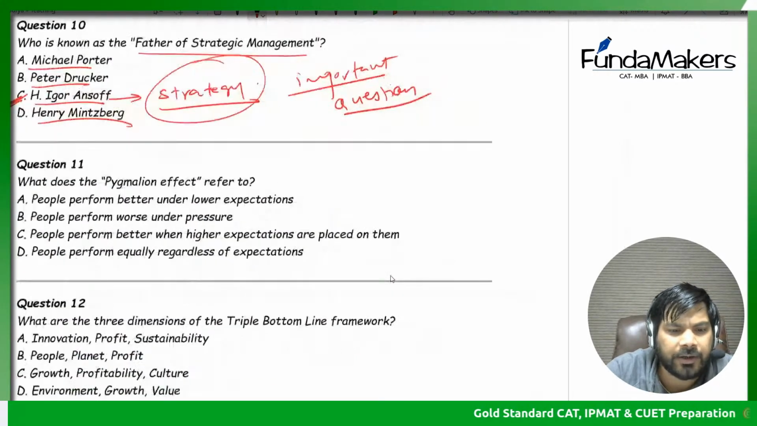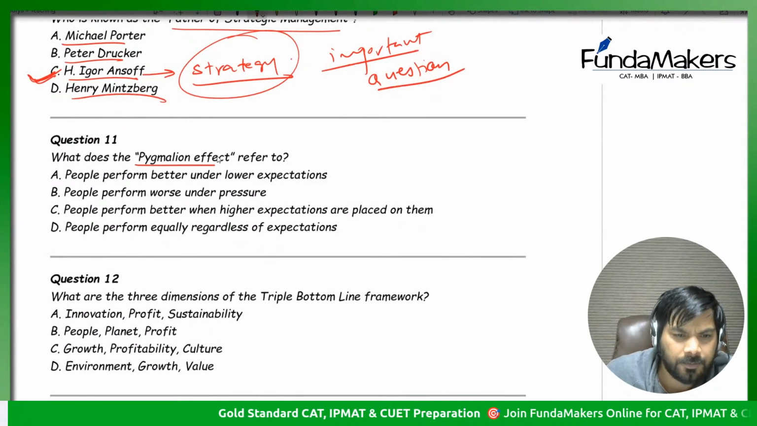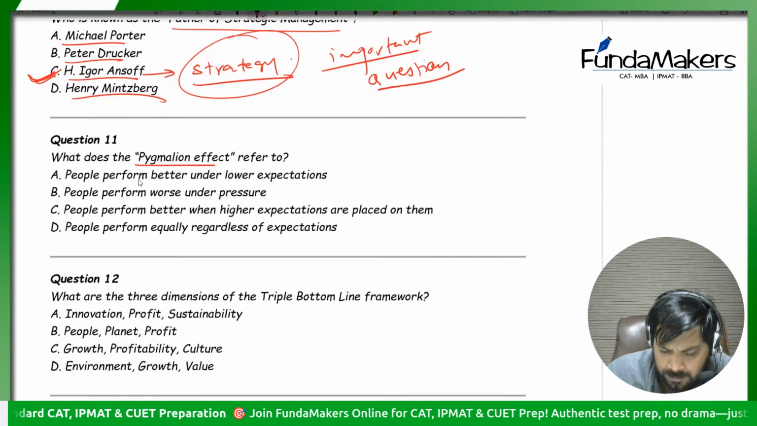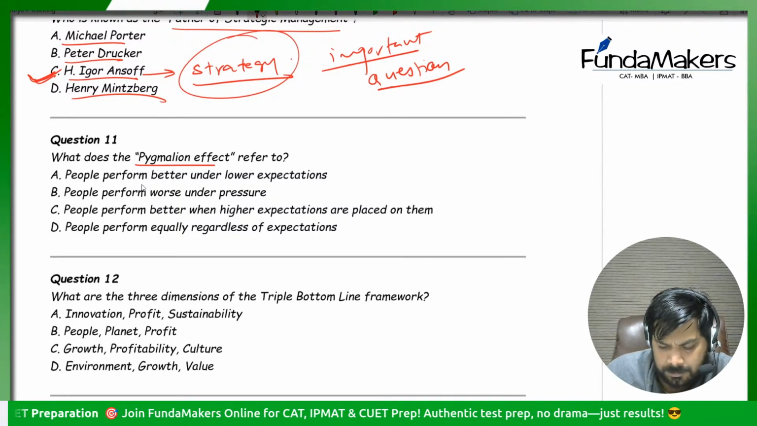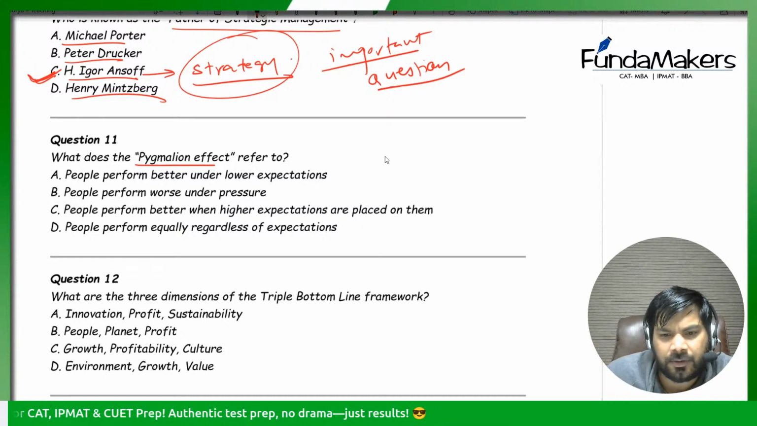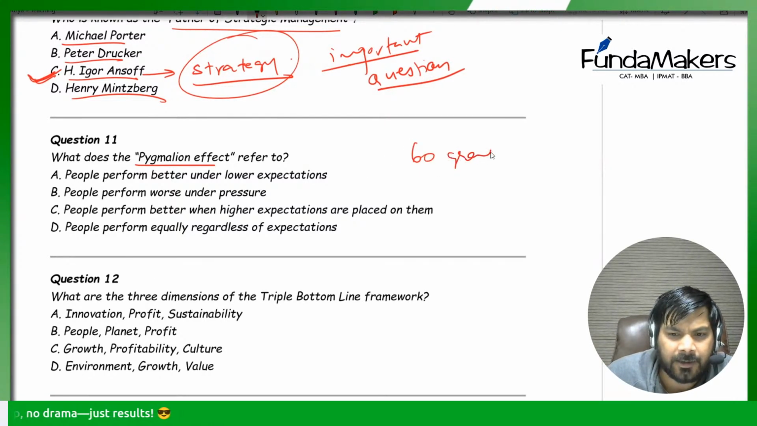Next, what does the Pygmalion effect refer to? The Pygmalion effect states that, suppose there is a person who has a caliber of 60 grade, right?